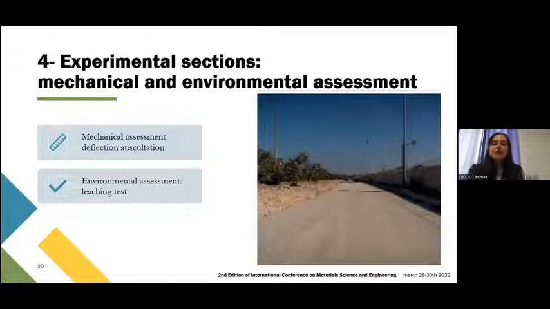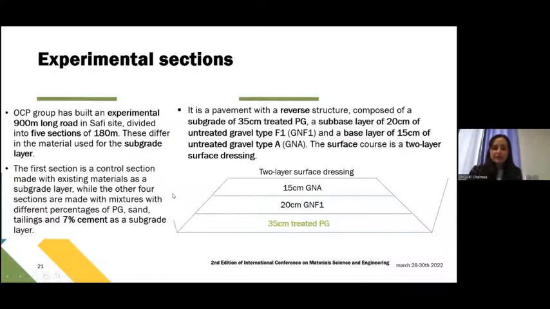Now, experimental sections, mechanical and environmental assessment. Mechanical assessments by deflection auscultation and environmental assessment by leaching test. We've built a pilot road. OCP Group has built an experimental 900 meters long road in CEFI site, divided into five sections of 180 meters. These differ in the material used for the subgrade layer. The first section is a control section made of existing materials as a subgrade layer, while the other four sections are made with mixtures with different percentages of phosphogypsum, sand, tailings, and 7% cement as a subgrade layer.